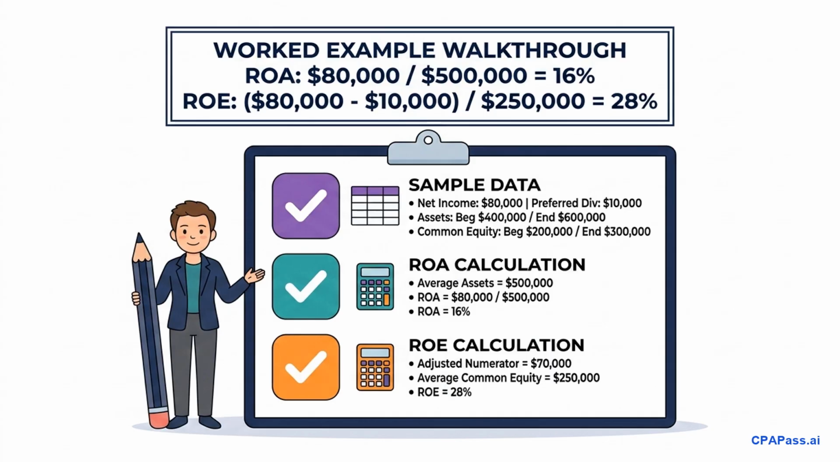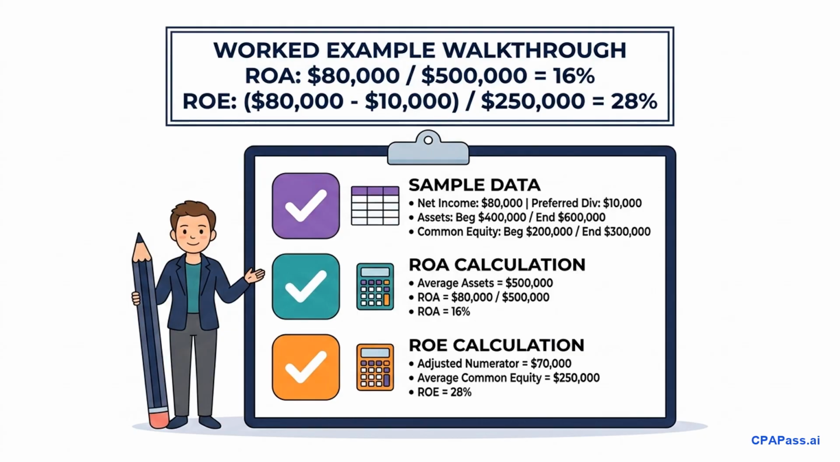Let's apply these rules to a worked example. Imagine a company with net income of $80,000, preferred dividends of $10,000, beginning assets of $400,000, and ending assets of $600,000. Beginning common equity is $200,000 and ending common equity is $300,000. First, calculate average assets. $400,000 plus $600,000 divided by 2 equals $500,000. ROA is $80,000 divided by $500,000, which equals 16%.